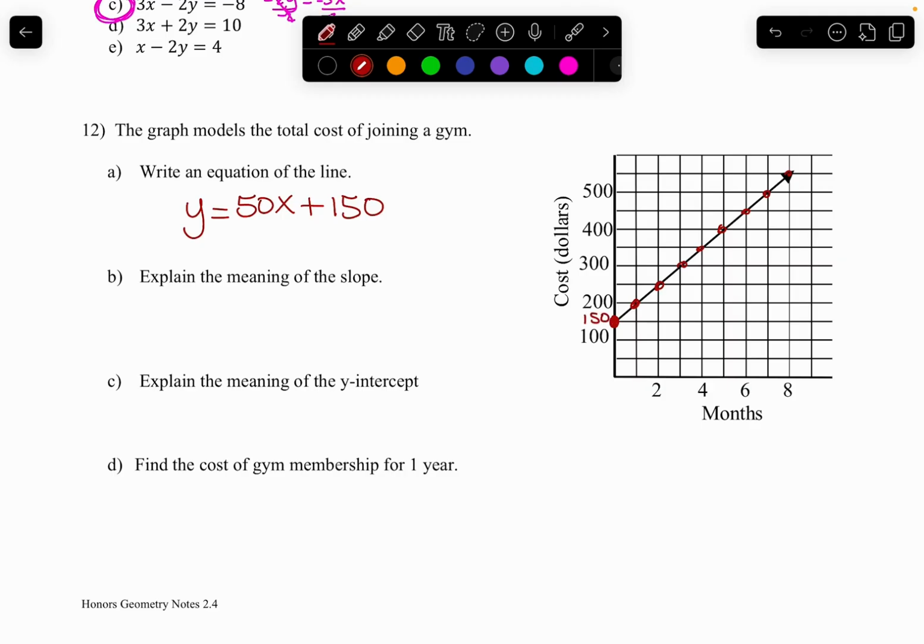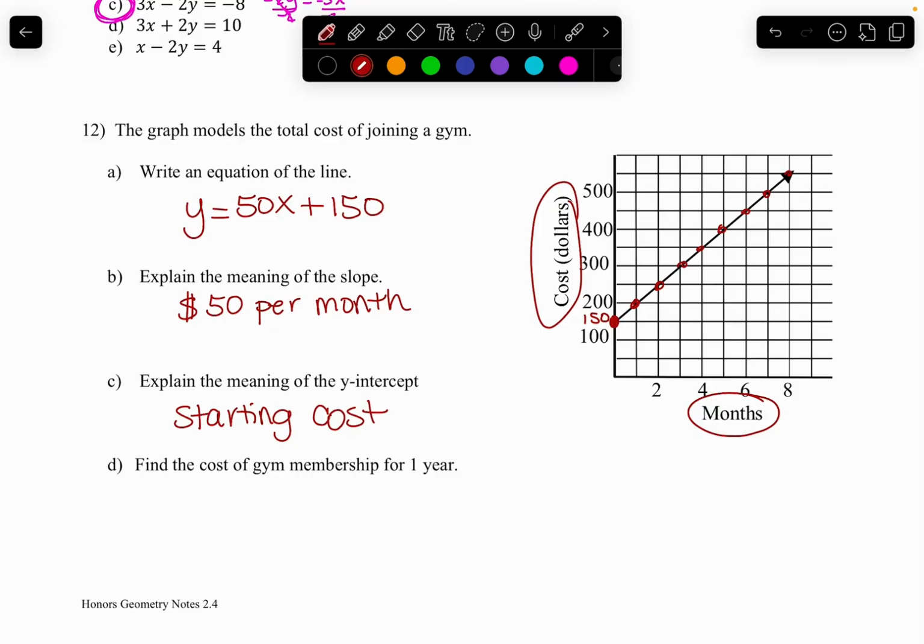Explain the meaning of the slope. Well, remember that your slope is going to be rise over run, so it's going to be the cost per month. So it's $50 per month. Explain the meaning of the y-intercept. The y-intercept is your starting amount always. It's your starting cost.